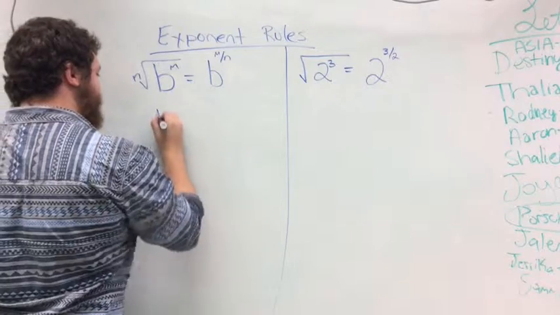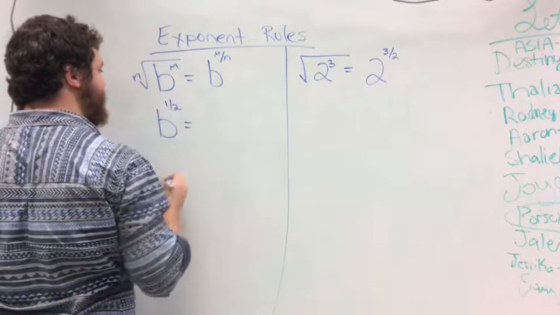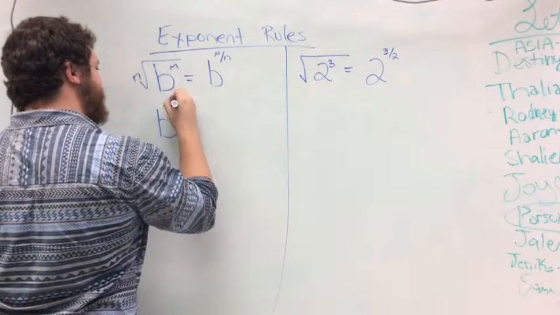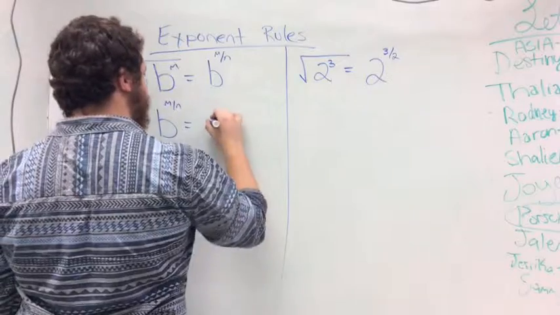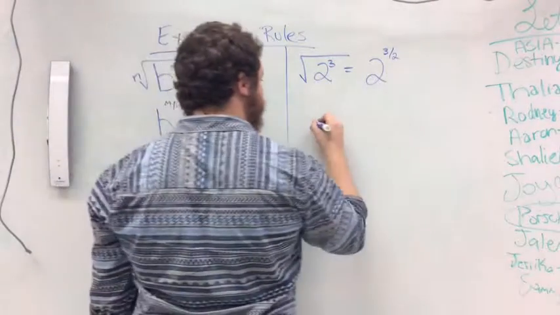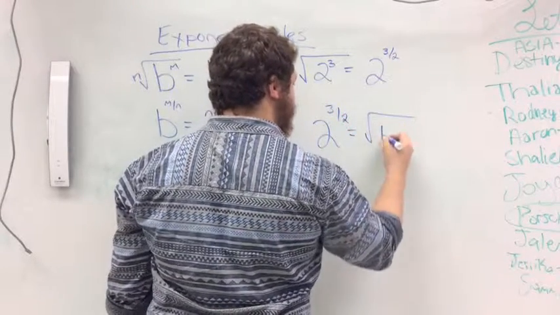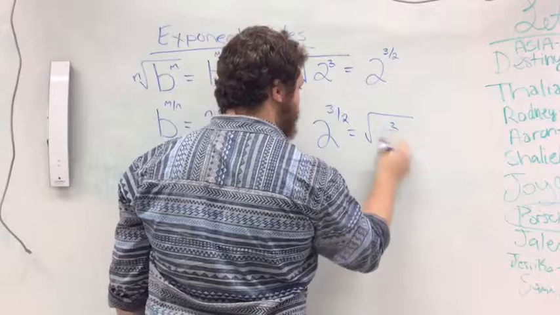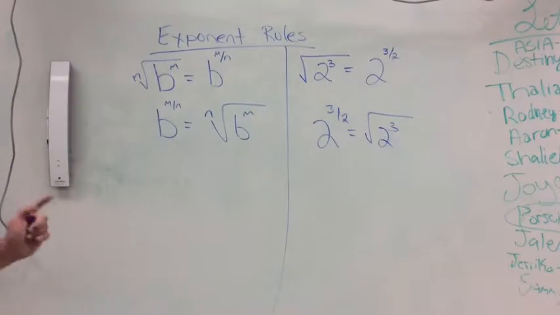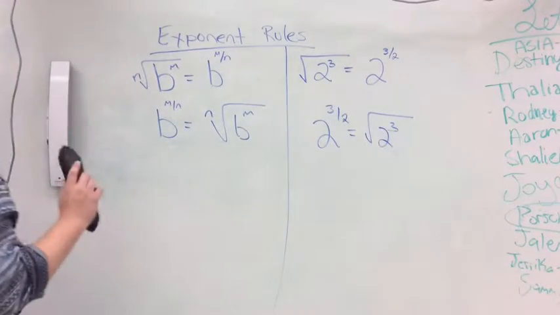If I have b to the m over n, I can go both ways. I get the nth root of b to the m power. So if I have 2 to the 3 over 2, I get the square root of 2 cubed. Wow, my brain's not working this morning. 2 cubed. Make sense? Hope so. That's your exponent rules. That's all of them.